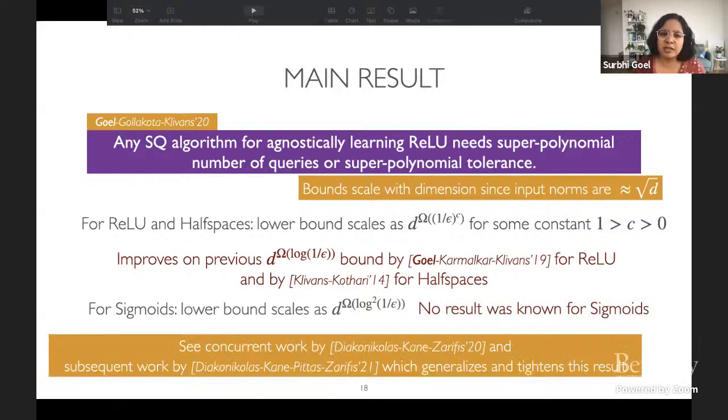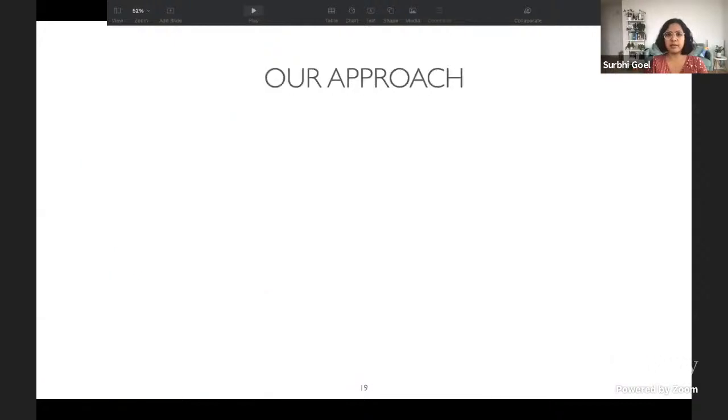Just to point out, there was concurrent work by Diakonikolas, Kane, and Zarifis, which also showed similar bounds, and subsequent work that Elias mentioned in his talk, which generalizes and tightens this result to more general function classes, and can get exactly the precise constants that we would want here. Note that up to constants, this is tight, because you can do polynomial approximations, use the polynomial method, and get this result.